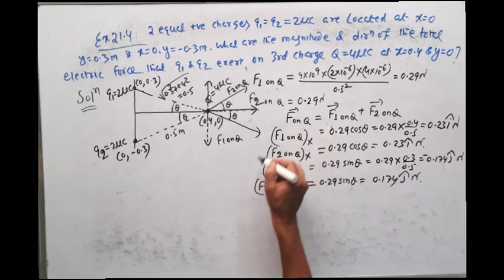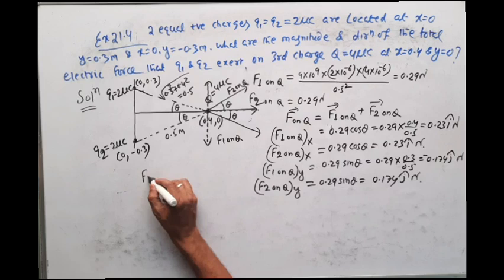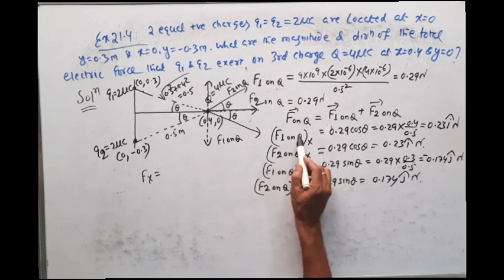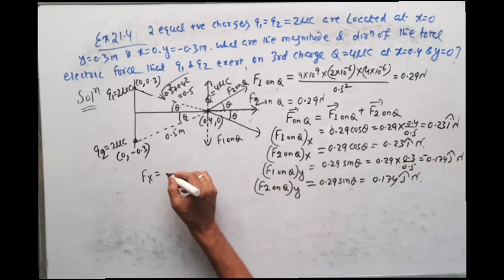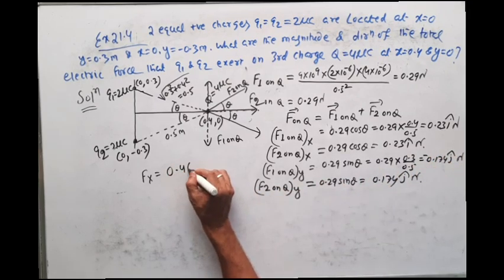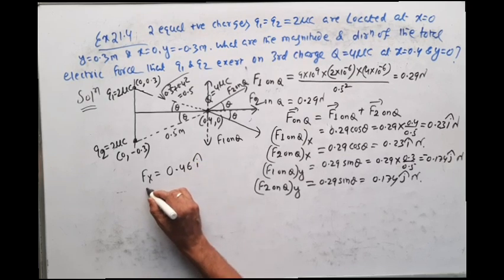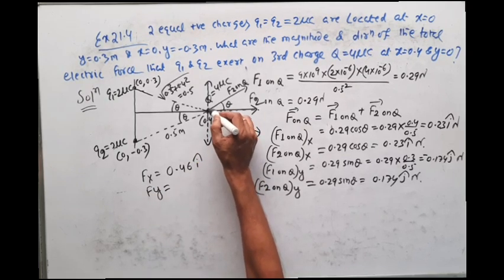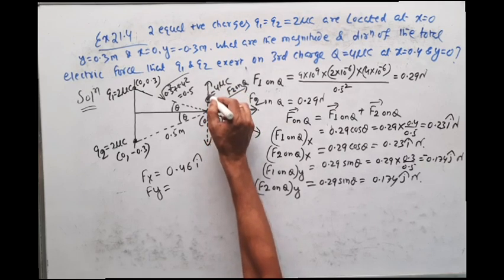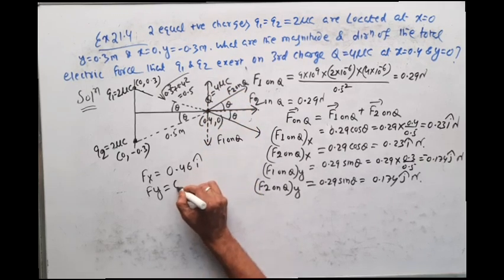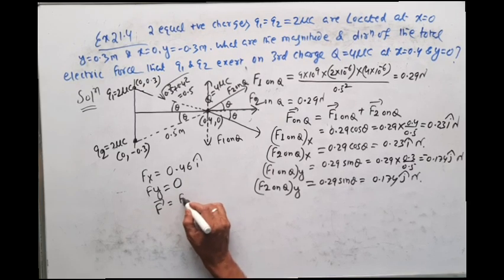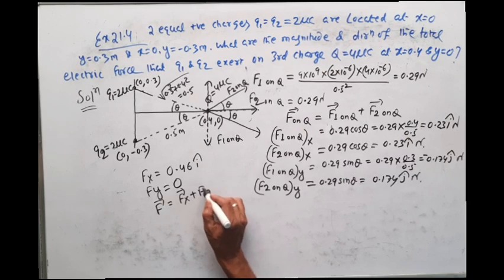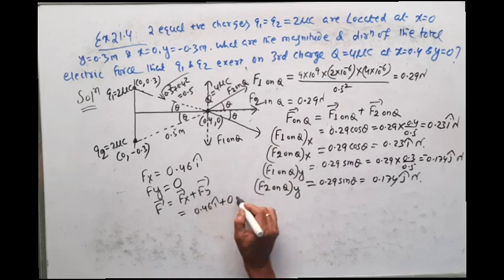So if we calculate all the x components, what is Fx? You see, both x components are lying in the same direction. What is the magnitude? 0.23i, 0.23i. So if we add, you will get 0.46i cap. And what is the total y component? One y component is upward, another is downward. Both have the same magnitude, direction is opposite. So net y component is 0. Then what is the total F? Total F is equal to total x component plus total y component. What is total x component? 0.46 i cap plus 0 j cap.